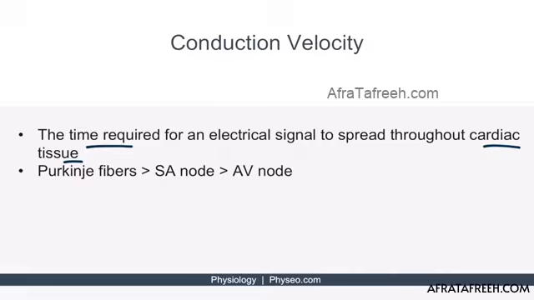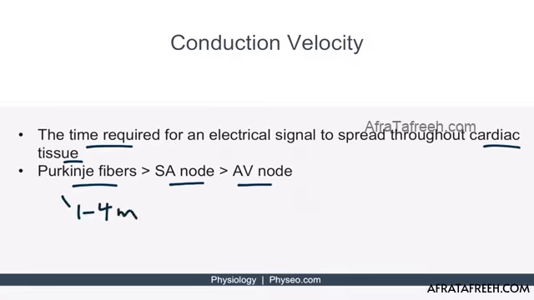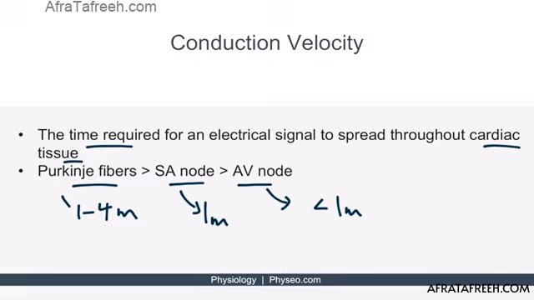So conduction velocity is fastest in the Purkinje fibers, and then the SA node, and then slowest in the AV node. In other words, the electrical signal travels about 1 to 4 meters per second in the Purkinje system, 1 meter per second in the SA node, and less than a meter per second in the AV node.